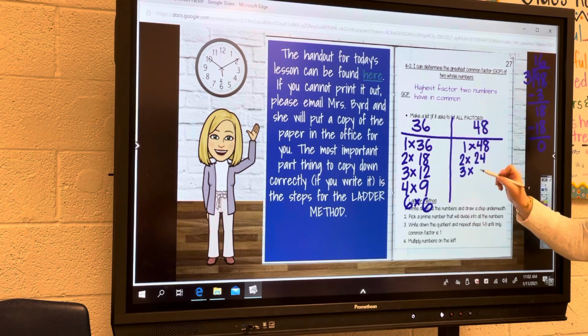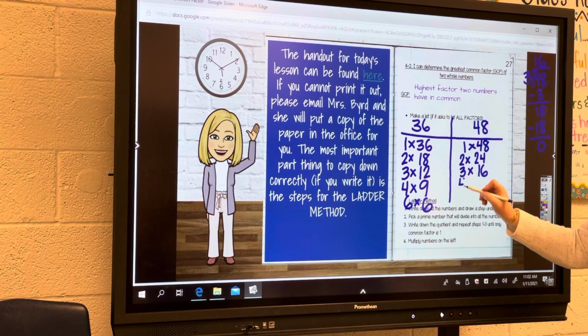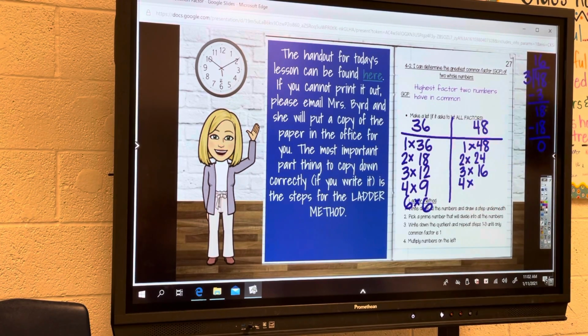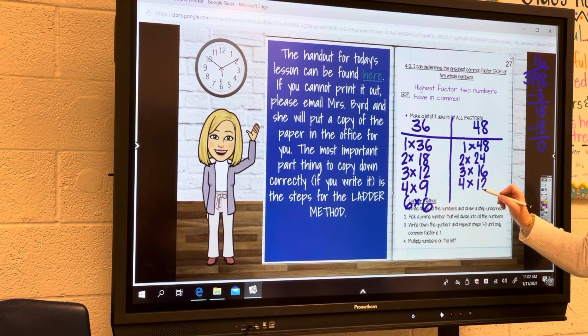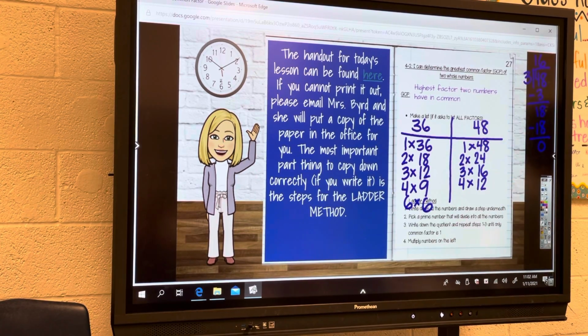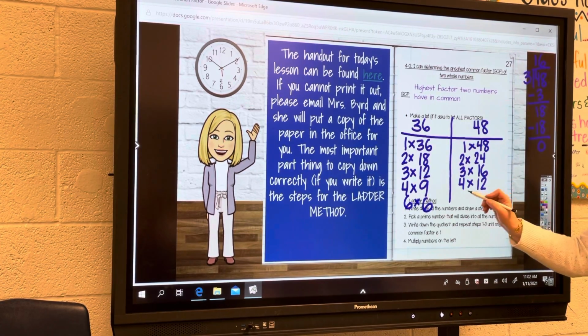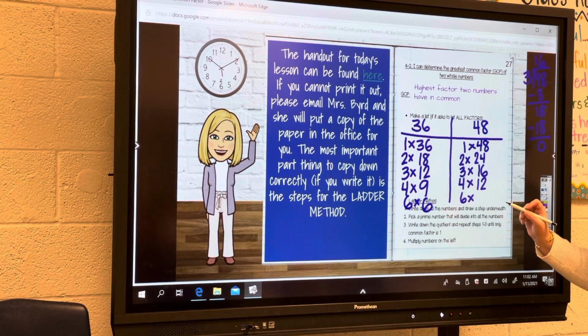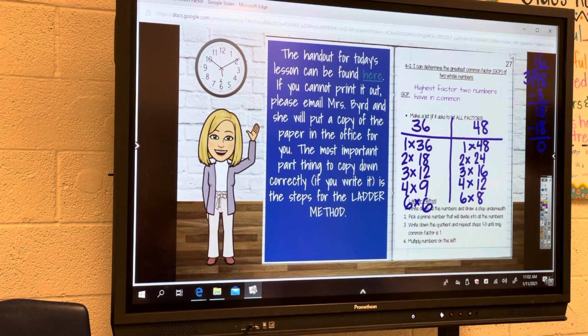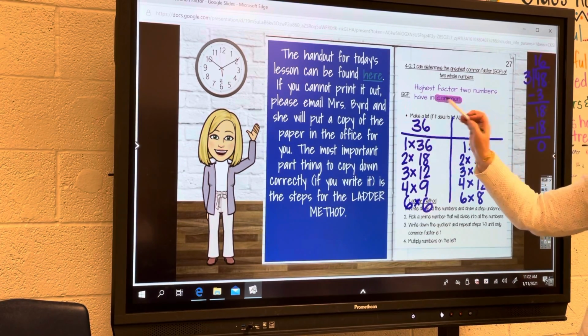16. 4 times 12. 12. It does not end in 5 or 0, so we can't do 5. What about 6? 6 times 8. And we're done. Okay? So now we've listed the factors, but we're trying to find the factor that they what?